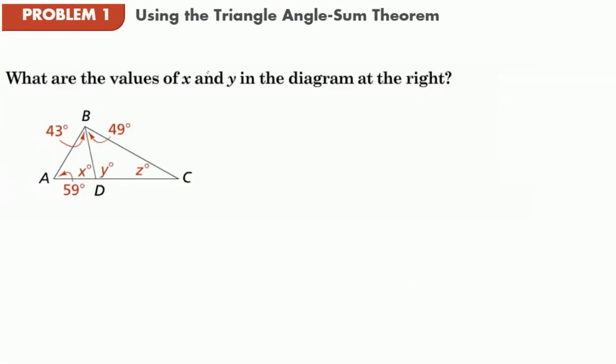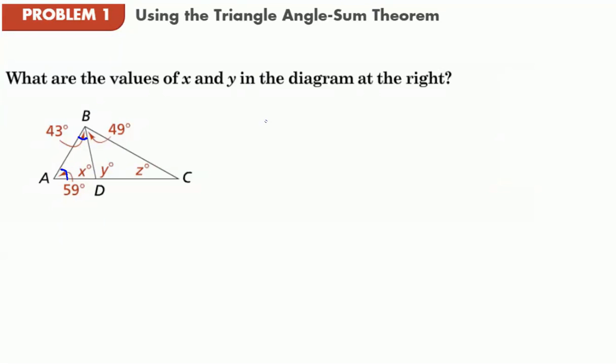So for the first problem, we're going to be using the triangle angle sum theorem. What are the values of x and y in the diagram at the right? So here we have one large triangle, ABC, and then we have a smaller triangle, ABD, and then another small triangle, BDC. And they want us to find the values of x and y. So the first thing is we want to solve for x, because we already know two angles. We know angle A, and we know this angle ABD. So these three angles with x should equal 180.